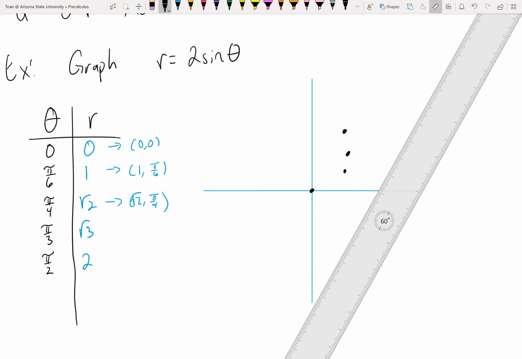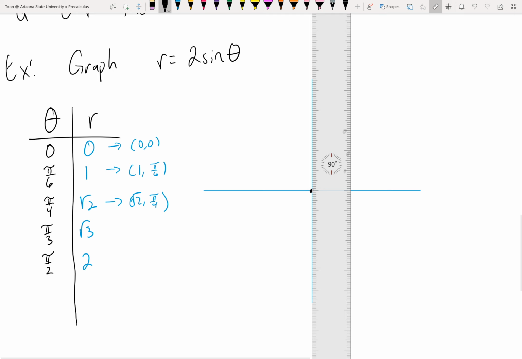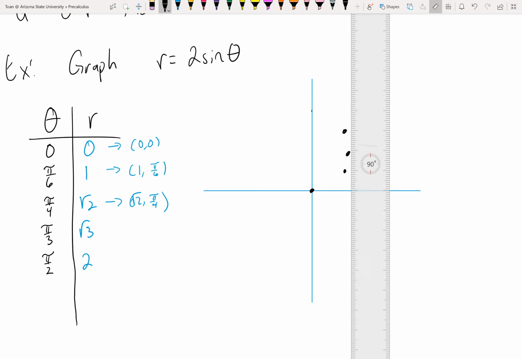And then we have pi halves and 2. So at pi halves, I need to go 2, which in my scale is going to be 4. So 4 inches. 1, 2, 3, 4, right there.